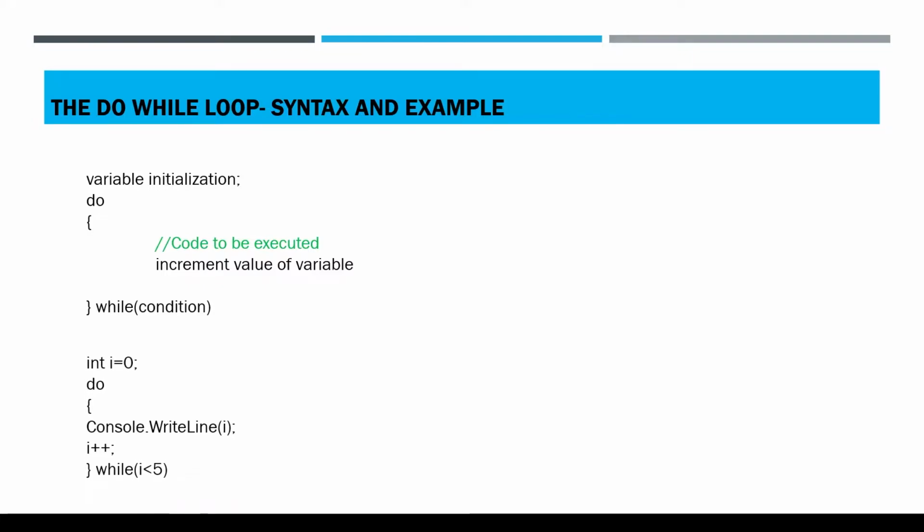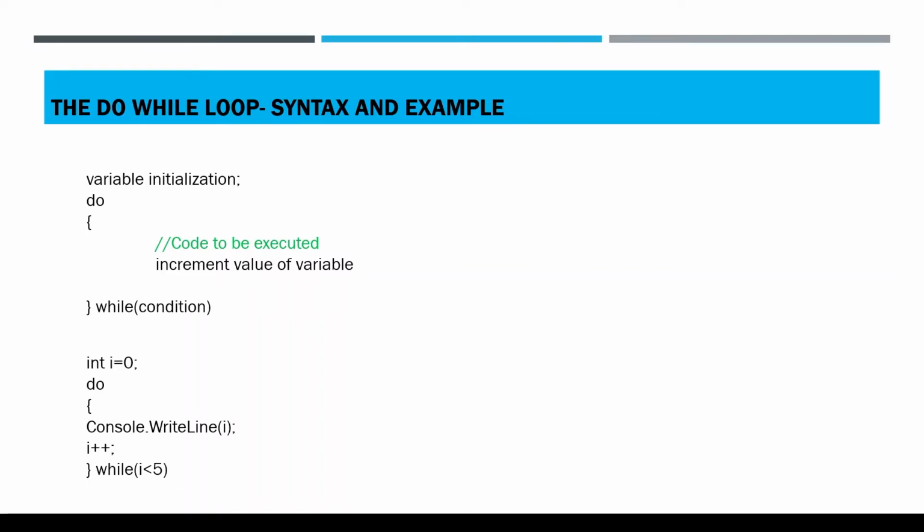Here is the example. We initialize the variable I to the value 0. Then inside the do loop we print the value of that I on the console using Console.WriteLine. Then we increment the value of I by 1, and at the end of the loop we write the keyword while along with the condition stating execute this loop until the value of I is less than 5.